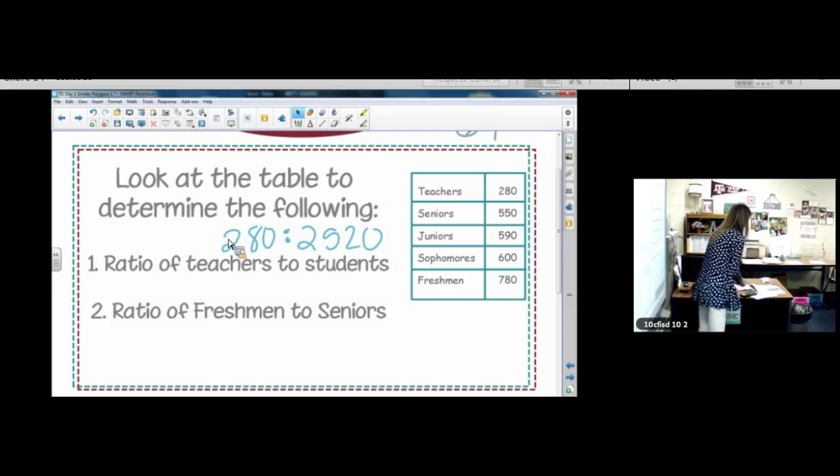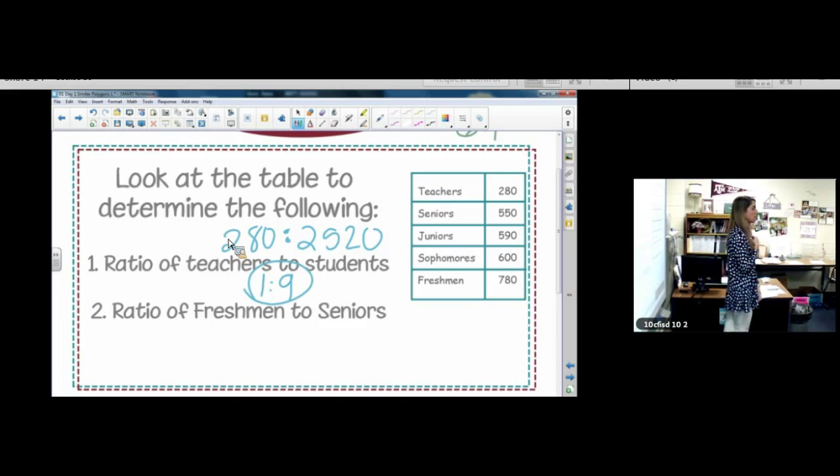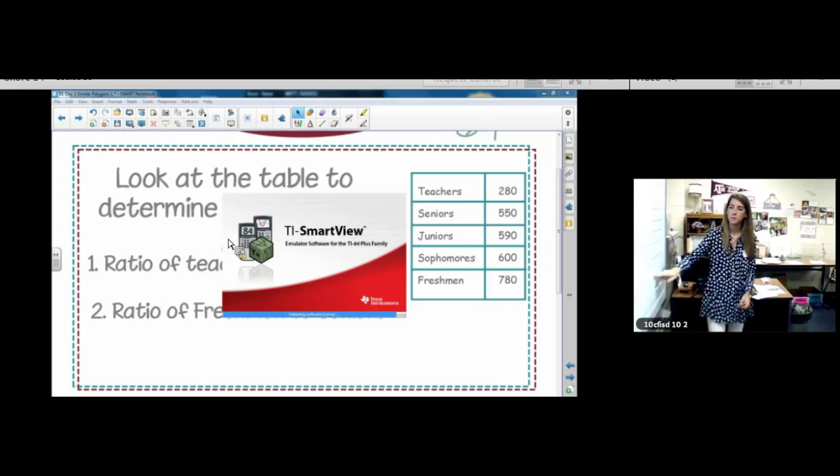Oh, yeah. John, what'd you get? 1 to 9. So what's the ratio of teachers to students? There's 1 teacher for every 9 students. That's a pretty good ratio, 1 to 9. You got a fraction. Yeah, 1 to 9. So a ratio is a fraction. You can write it as a fraction. You could write it like that, or you could write it with a colon. Okay?